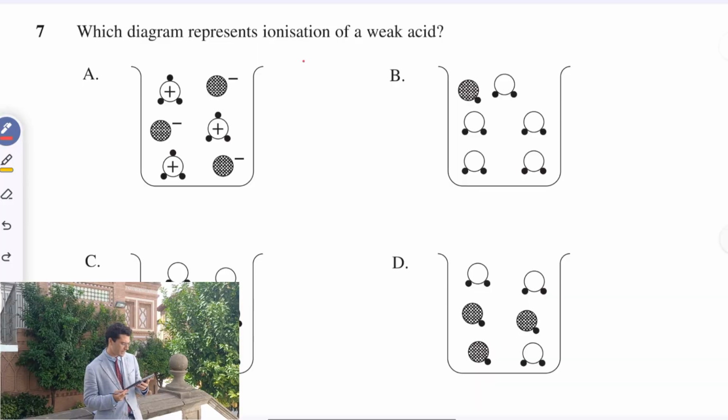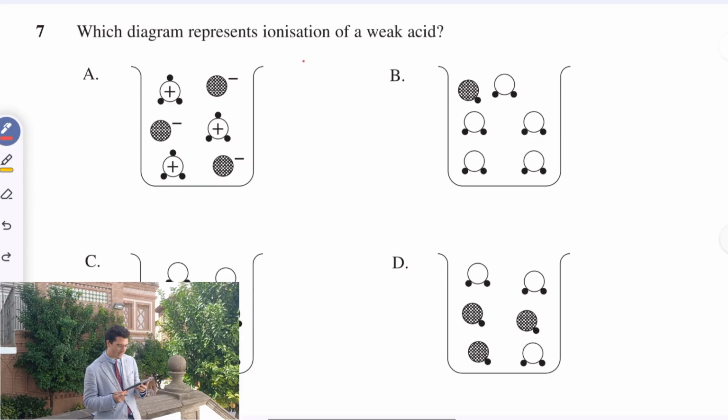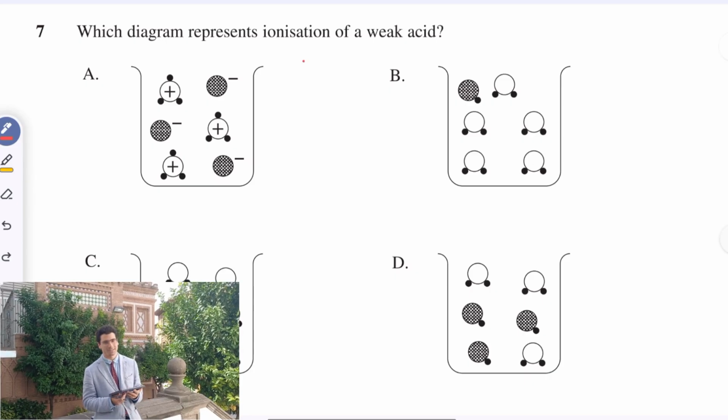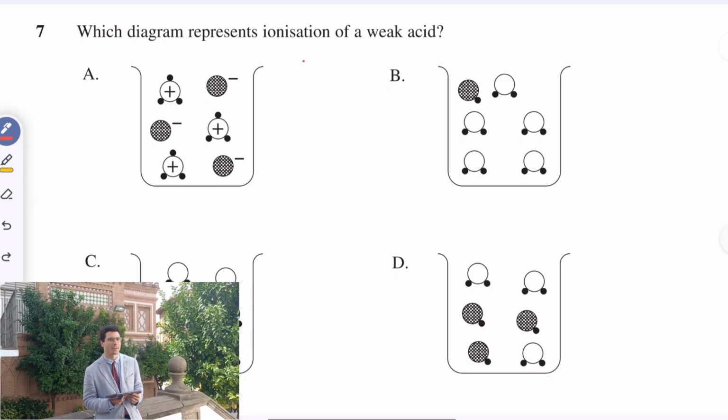This is question 7 from the HSC 2018 paper. Let's get into it. Which diagram represents ionization of a weak acid? Okay, what is a weak acid? An acid which is weak does not like to dissociate.